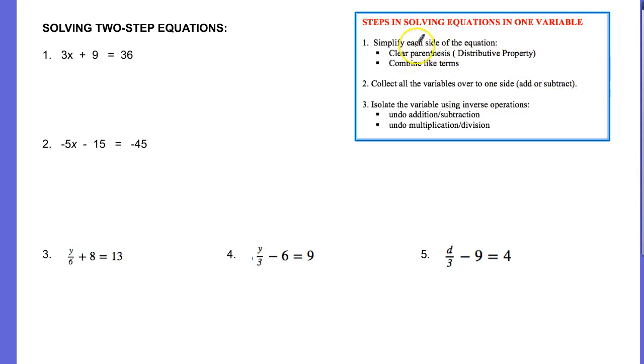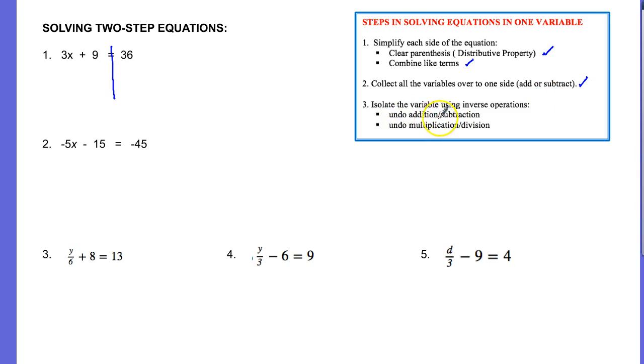So first you want to make sure that each side of the equation is simplified, means no parentheses. Well, we have no parentheses here. Combine like terms: well, on the left side, they are unlike terms, so we don't have to do that. And then variables on both sides. Well, we don't have variables on both sides. We only have it here on one side, so that's good.